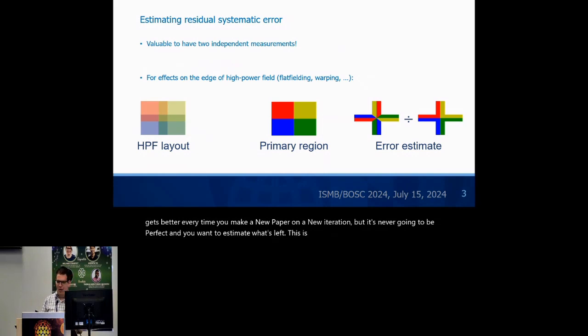This is an example of how we estimate certain types of systematic errors in our analysis. We have 2 independent measurements of a subset of our image, as shown on the leftmost figure here. We have 4 high-power fields, and they're taken with an overlap between them. For analysis, we use the primary region, which we get by cutting the overlap region in half. But we can use the secondary region to get an estimate of our error, which includes residual edge effects from the camera or from the cell segmentation or anything like that.